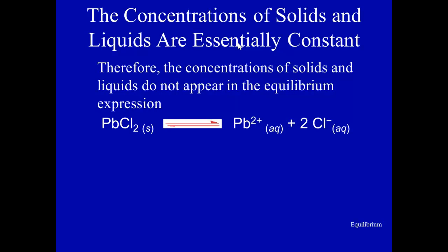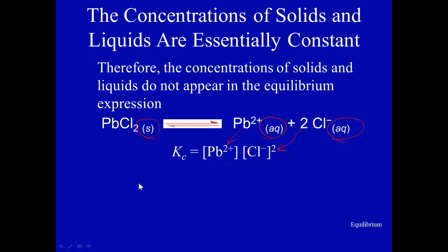So this here is an example of a heterogeneous equilibrium. I know it's heterogeneous because I have solid, aqueous, aqueous. I do products over reactants. So here's my products, my lead ions, and then my Cl ions, and then notice my coefficient of 2 is raised to that power. I have no denominator in this case because my PbCl2 is a solid, so I would exclude it. So like I said, this is an example of a heterogeneous equilibrium.